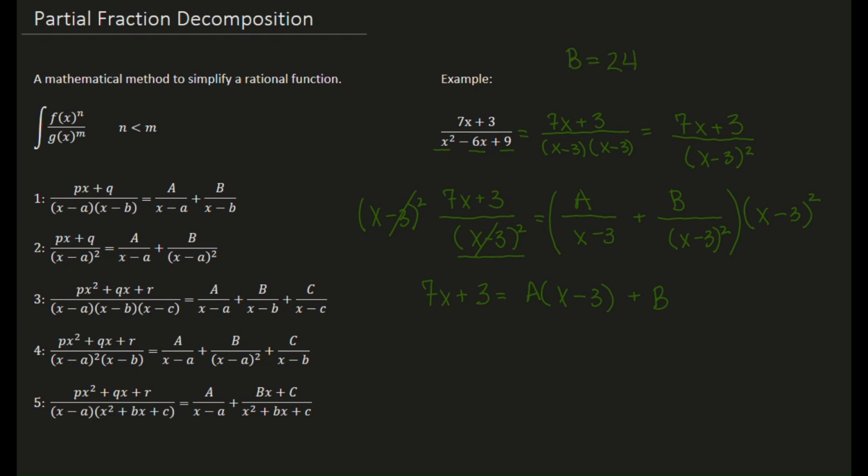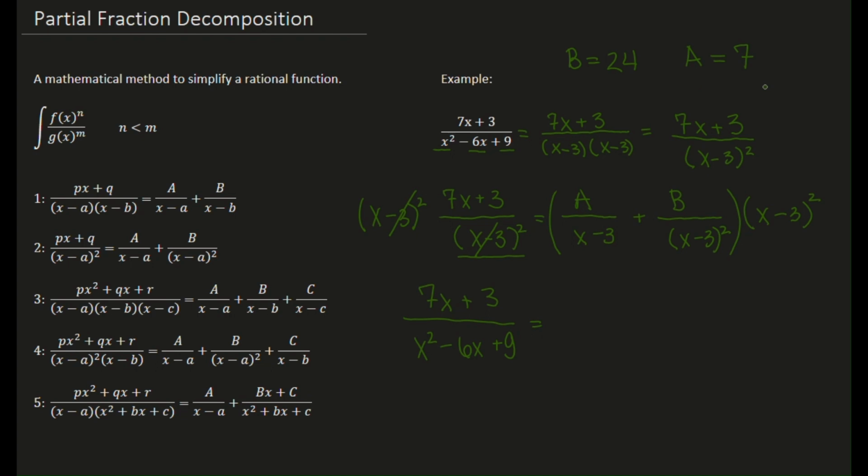I'm going to substitute out the b value now, and I'm going to put 24 for b in the original function. I can now pick any value for x to now solve for a. To make the math simple, let's let x equal 0. The left side of the equation becomes 3. The right side of the equation becomes negative 3a plus 24. That makes a positive 7.